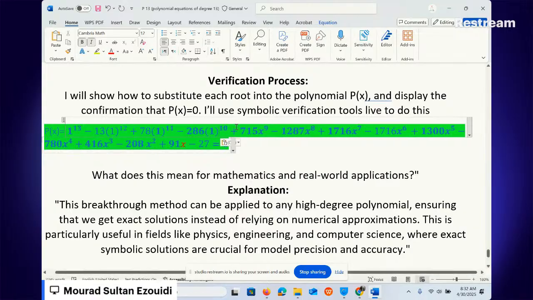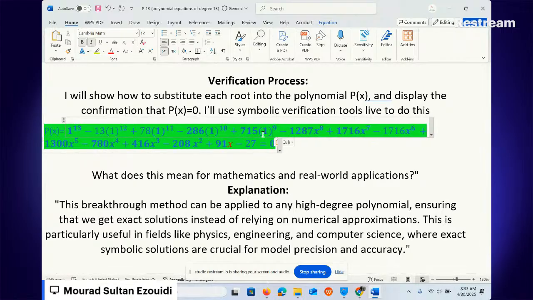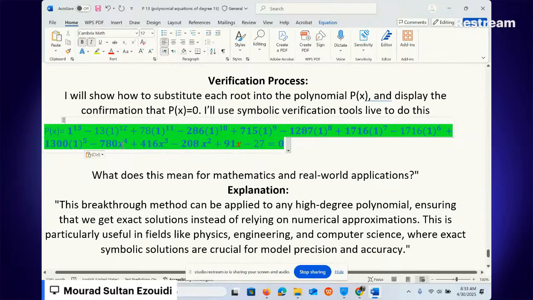Okay, times 1 raised to the power 12 plus 715 multiplied by 1 raised to the power 9 minus 1278 multiplied by 1 raised to the power 8 plus 1716 multiplied by 1 raised to the power 7 minus 716 times 1 raised to the power 6 plus, of course, I will write 1 plus 1300 multiplied by 1 raised to the power 5. Okay.